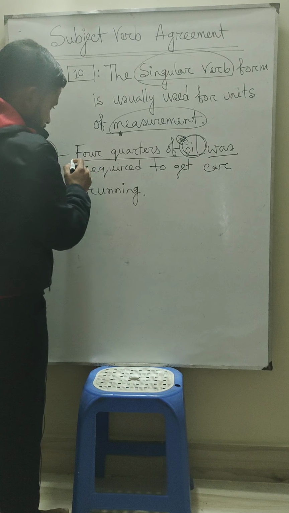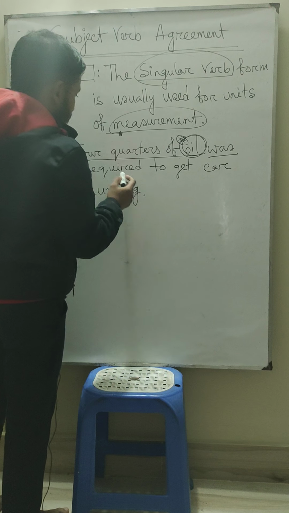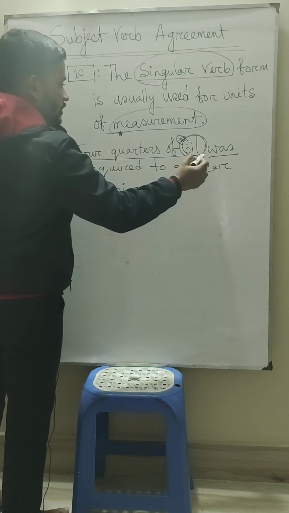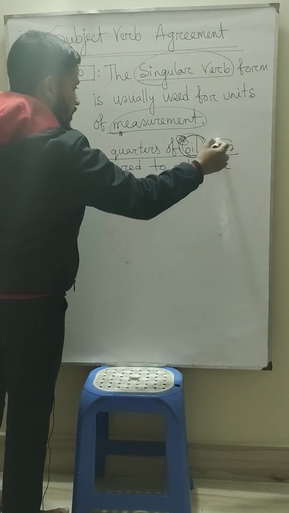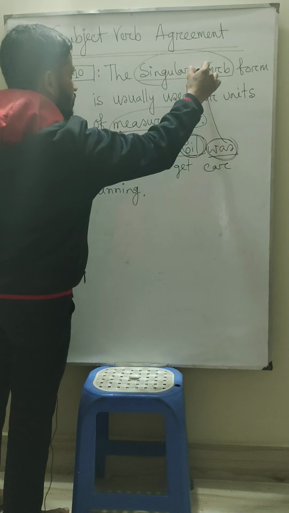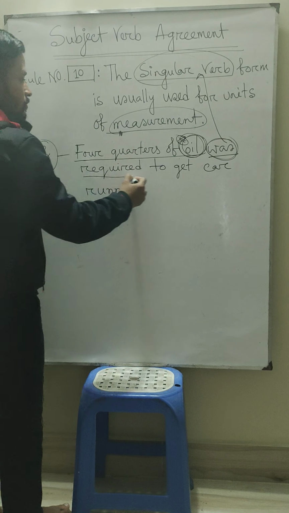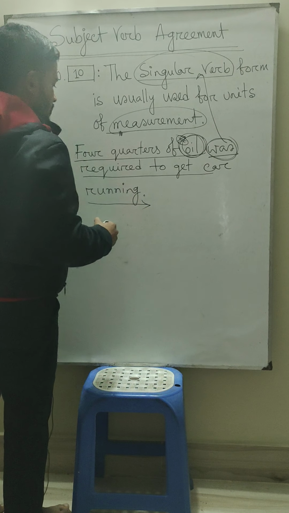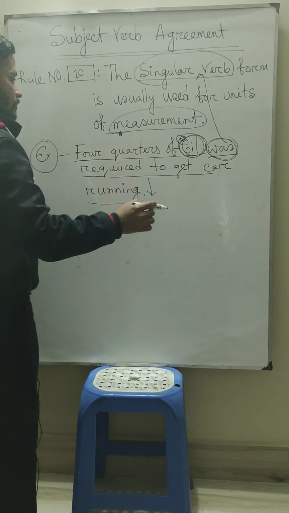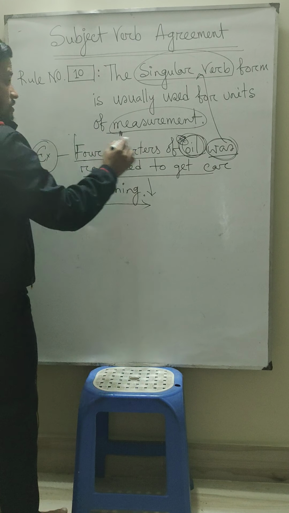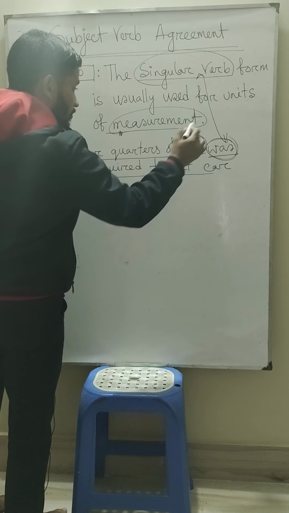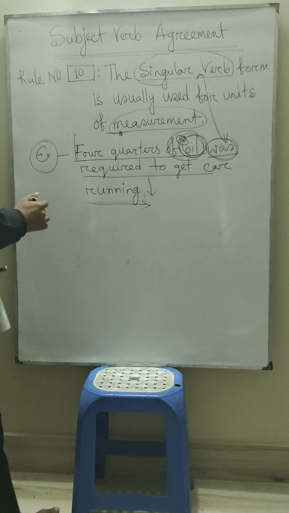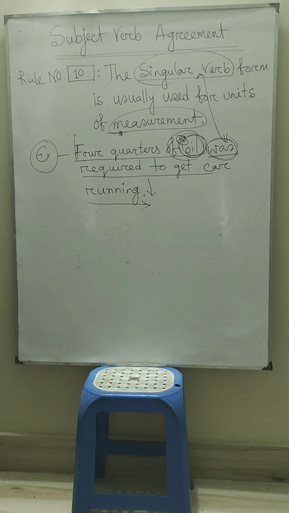So, let's see the example: 4 quarters of oil was required to get the car running. Whatever the example, we have no headache, but we use singular verb form at the time of measurement. Now, we go to the next rule.